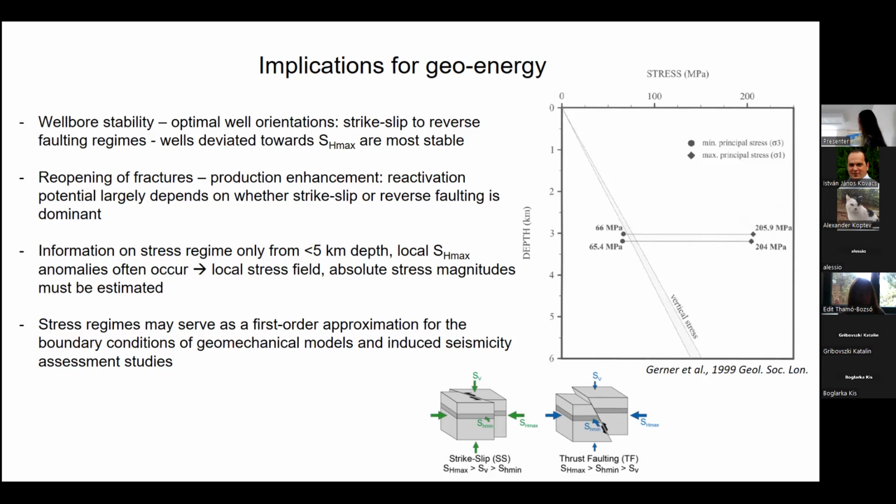And also, we have information about the stress regimes from earthquake focal mechanism solutions, which are mostly present in the Pannonian Basin between about 5 to 15 kilometer depth. So in the lower part of the upper crust. But if you think of geo-energy applications, we have to go, of course, mostly shallower. So that's why it's also very important to consider the local effects and try to build local, for instance, geomechanical models, which can also help with induced seismicity studies later on.